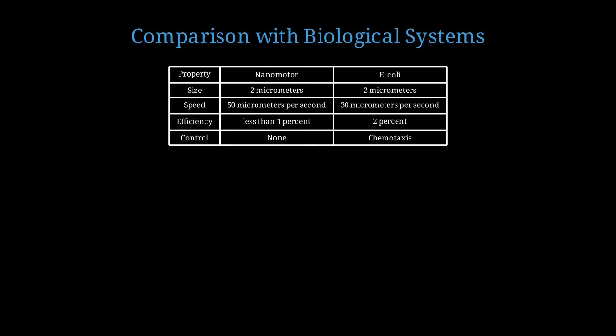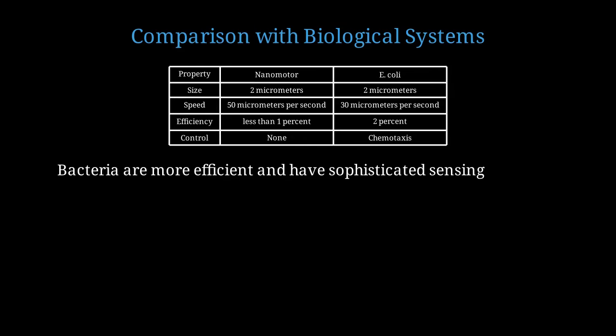It's instructive to compare catalytic nanomotors with biological microswimmers like bacteria. Here's a comparison. Sizes are similar, about 2 micrometers. Speeds are comparable, tens of micrometers per second, but efficiency and control differ dramatically. Bacteria are slightly more efficient and possess sophisticated chemotactic sensing that allows navigation toward nutrients. Nanomotors have no such capability. Their responses are purely passive.